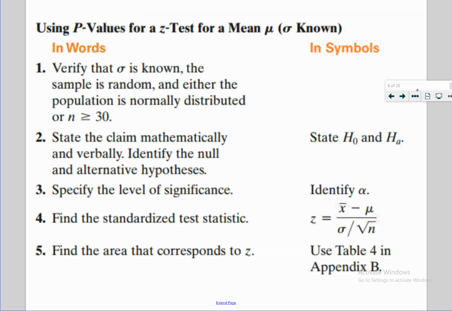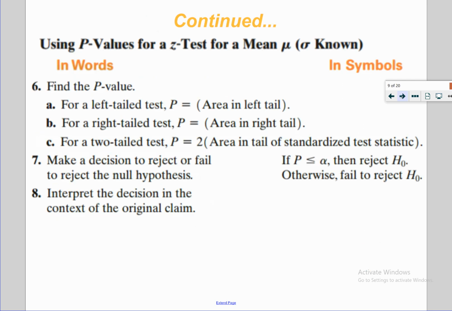Then we're going to state our claim, and we're going to write the null and alternative hypothesis. So one of those will be the claim. The other will not. Remember, the null hypothesis is always the one that contains the sign of equality. The alternative does not. Then we're going to either specify a level of significance. A lot of times you'll just be given that one. Then we're going to find our z-score like we've practiced in the past. Find the area that corresponds to the z-score on our chart. Okay, so that's going to be helping us then get the p-value like we practiced yesterday.